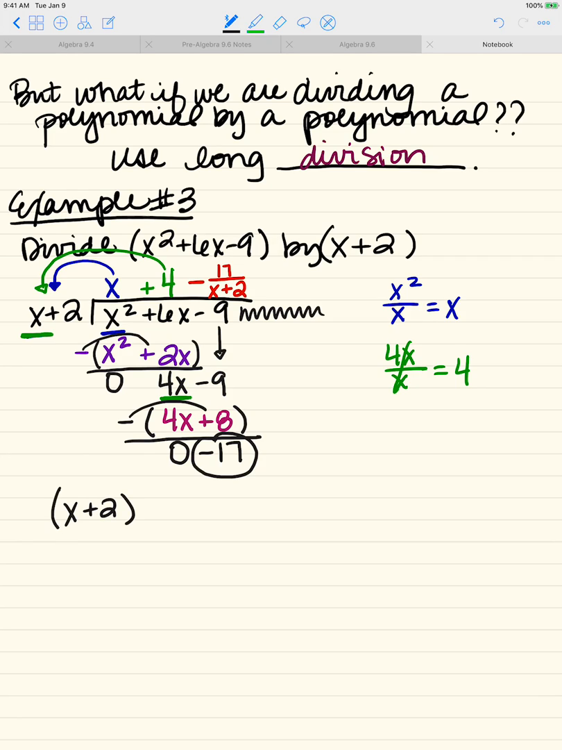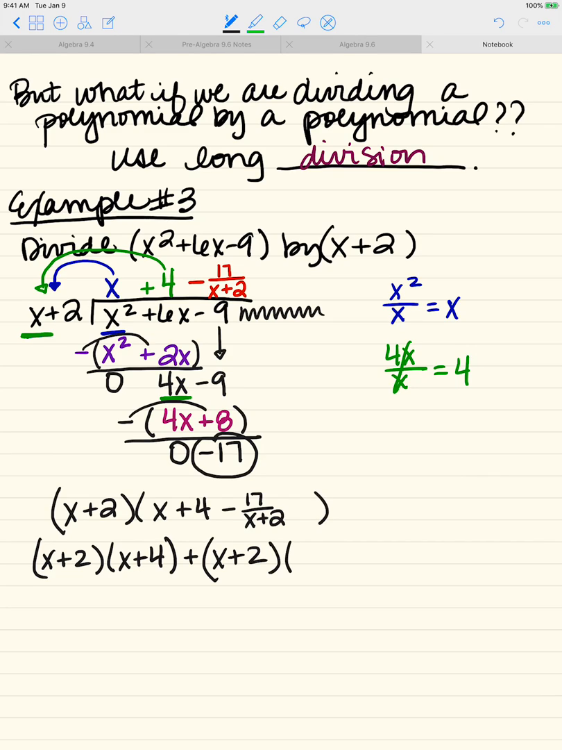X plus 2, take your divisor and multiply it by your quotient. X plus 4 minus 17 over x plus 2. Okay, that's the same as x plus 2 times x plus 4, not minus yet, plus x plus 2 times negative 17 over x plus 2. Okay? Use your rules that you can use, all right?